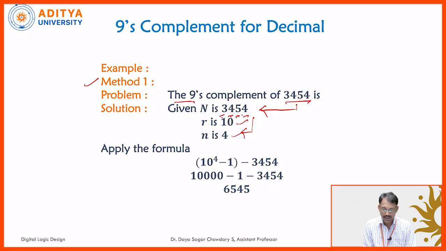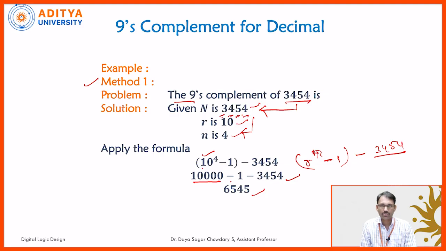So now here it is r to the power of n, that means 10 to the power of small n, that is 4, minus 1 minus capital N. Capital N means the given number, 3454. So we can simply calculate: 10 to the power of 4 is 10,000, minus 1, minus 3454. So in total we get 6545.